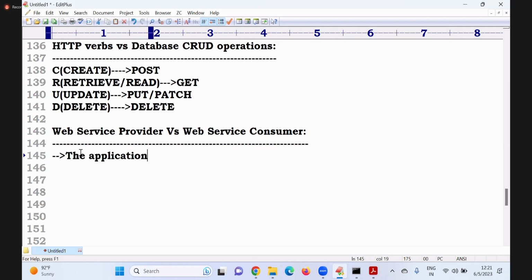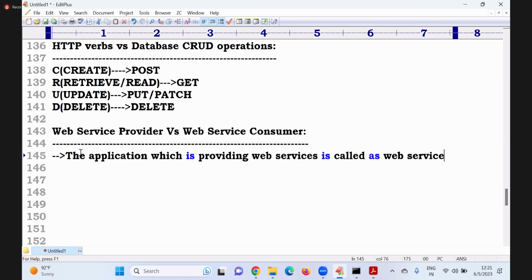Simple. The application which is providing web services is called a web service provider. Best examples, payment gateways and SMS gateways. Jio mobile recharge service provider. Anything, whatever they are providing as a service is called a service provider.